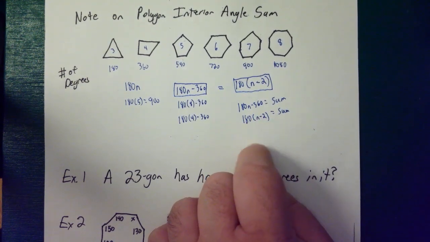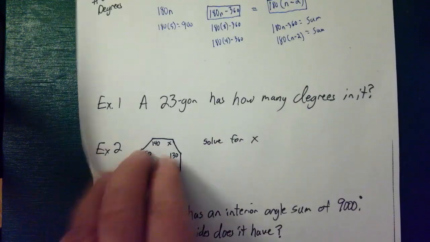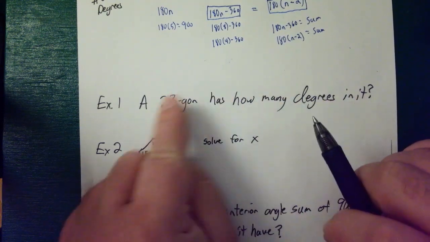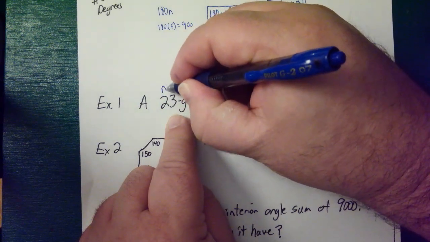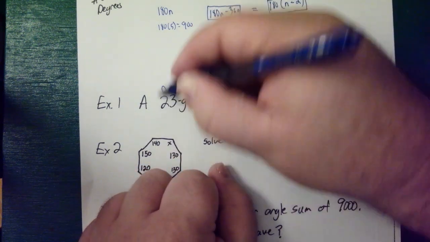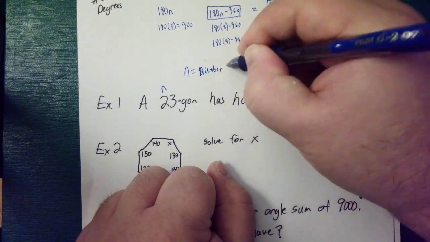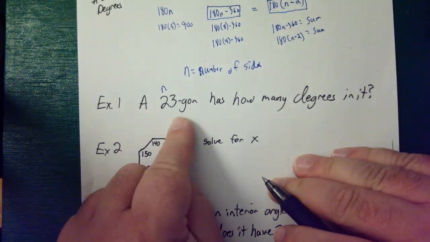Okay, so let's take a look at this first example. Sorry I went into a big long explanation of that. The rest of this goes pretty quick. A 23-gon has how many degrees in it? So what we're going to do is we're going to use this one. We have n, how many sides? The number n equals the number of sides.